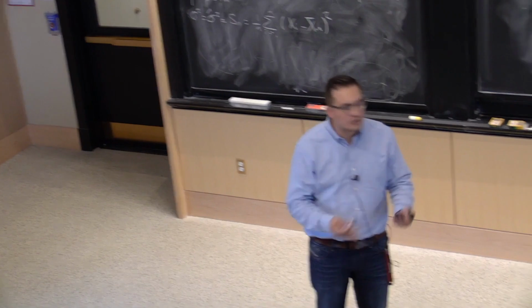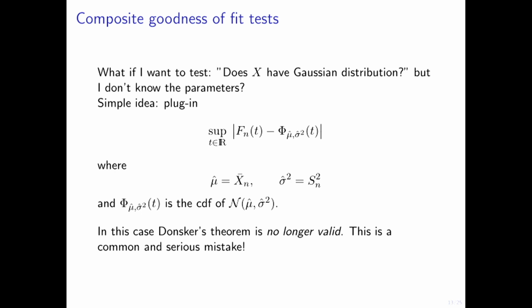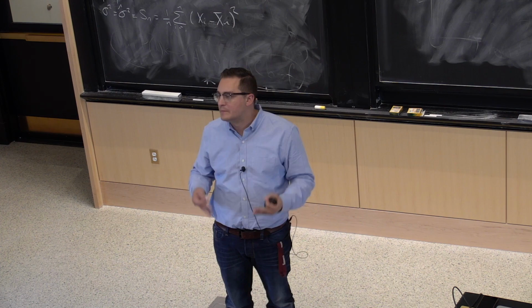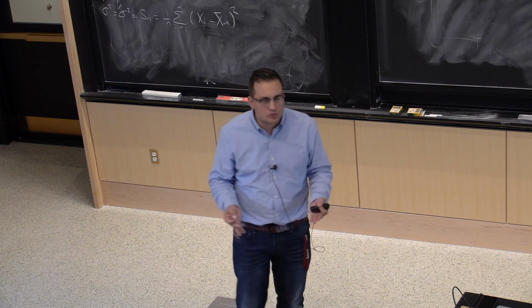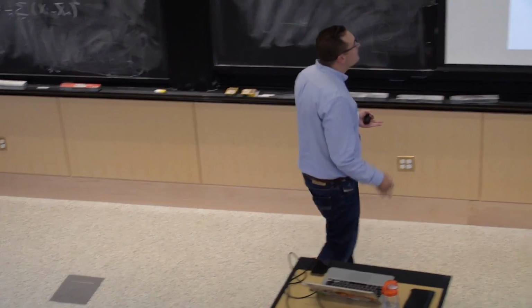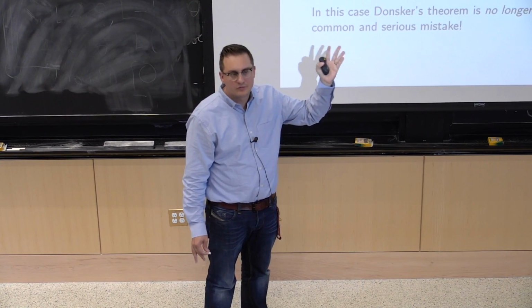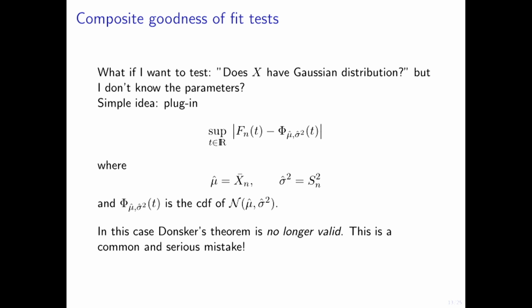OK, so here, there are a few things that don't work. The first one is that Donsker's theorem does not work anymore. Donsker's theorem was the one that told us that, properly normalized, this thing would converge to the supremum of a Brownian bridge, which is not true here. So that's one problem. But there's an even bigger problem: this statistic, as we will check in a second, is actually pivotal. It does not have a distribution that depends on unknown parameters, which is sort of nice, at least under the null.